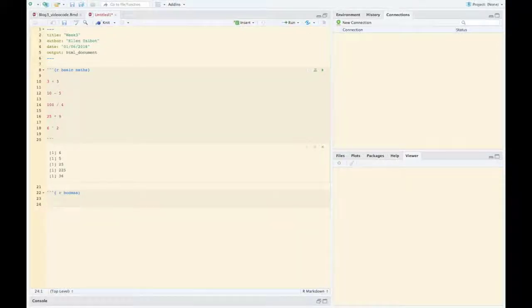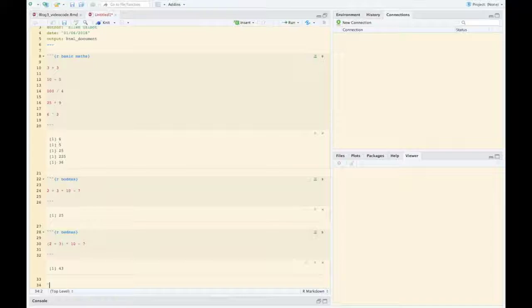It's worth mentioning that R adheres to BODMAS, or sometimes BEDMAS: brackets, orders or exponents, division, multiplication, addition, and subtraction. You'll see from these two sums that I'm about to do, again simple calculations, but adhering to BODMAS, where you put the brackets has an effect on the outcome, so just be aware of that when you're typing things in.